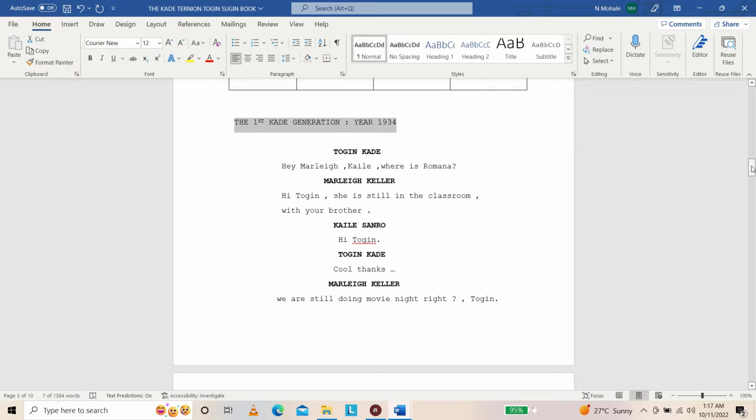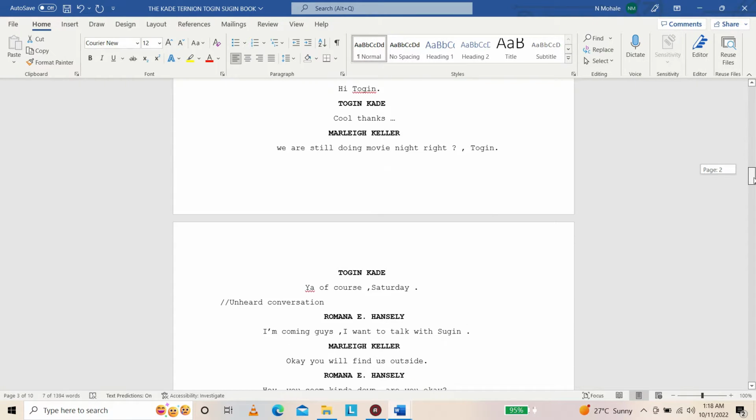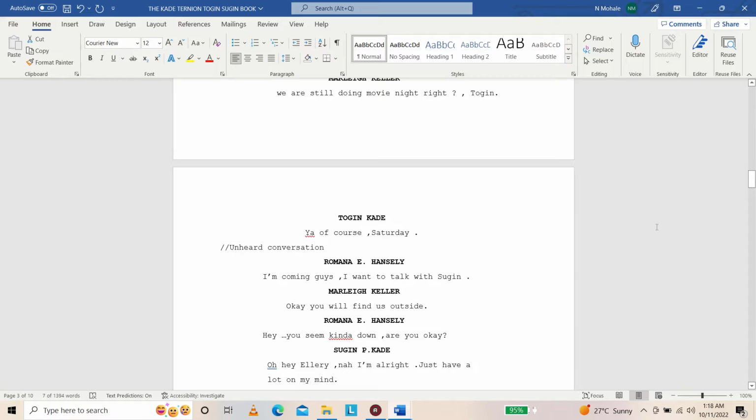So we have Tujin in a dialogue here where we see Tujin Cade, Marley Kayla, we have Kylie Sandro and Tujin Cade. These are weird names, but we have Marley Kayla and some others down there. And you can see here is Tujin. We begin with Tujin. They're at a school. I'm going to add more details on this because I can see there's no detail informing us where they are and what is going on. We just have hey Malik. Kylie is greeting the two there, and he's asking where's Romana. Romana is his girlfriend there.